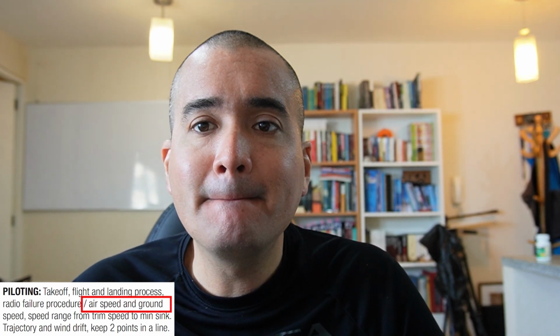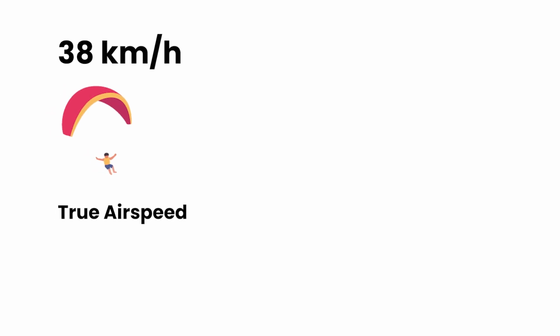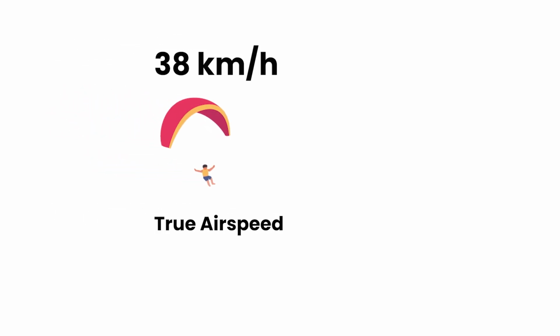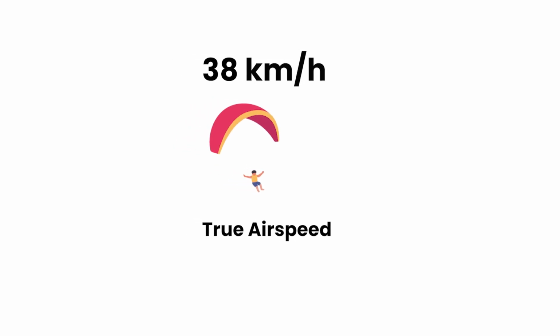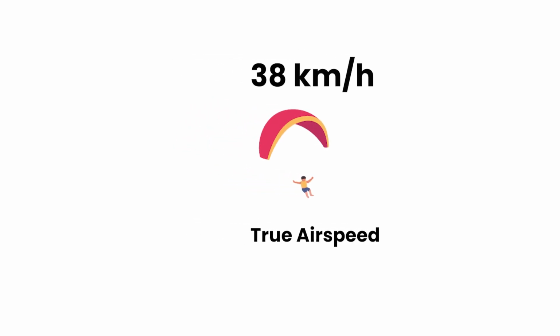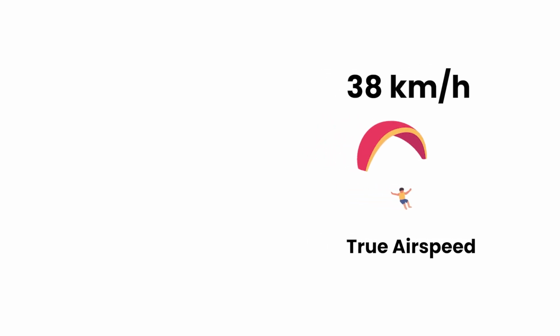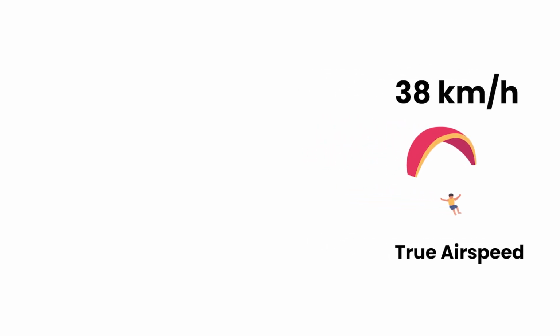Now, about airspeeds and ground speeds. A paraglider always has a relative speed, known as airspeed. What does that mean? Hands up, the paraglider will fly according to its specifications. For example, 38 kilometers per hour, whether you're flying into the wind, with a tailwind, or with crosswinds. That's its airspeed. What changes is the ground speed.